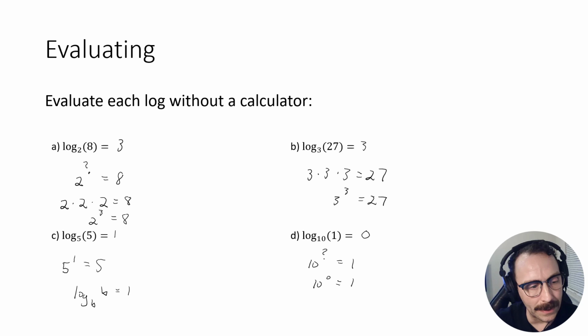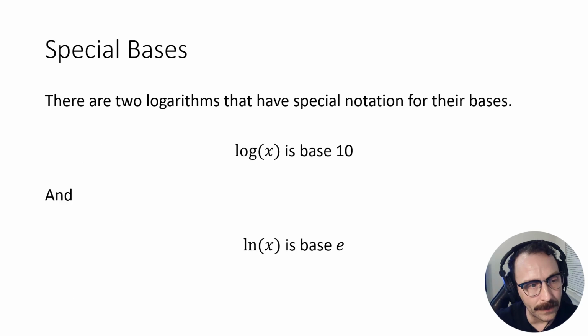I do want to take a second to note that we have special notation for some bases, so you'll commonly see these written out. If you see log of x without a base, notice I have no base present here, it's just log of x, that's always going to be base 10. We all agreed upon it. It's a common enough logarithm that we have a nice shorthand for it. So when you see log of x, that is log base 10 of x.